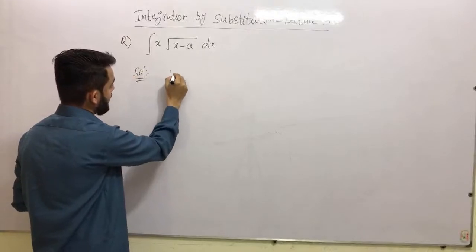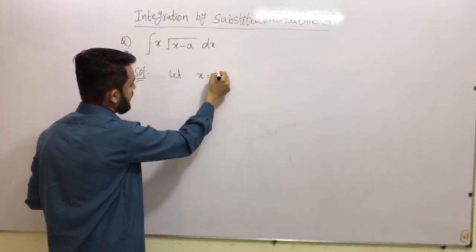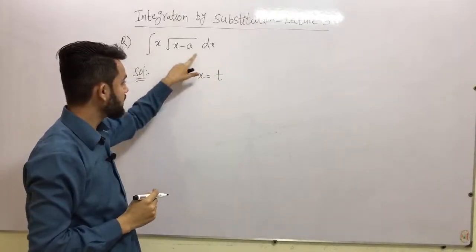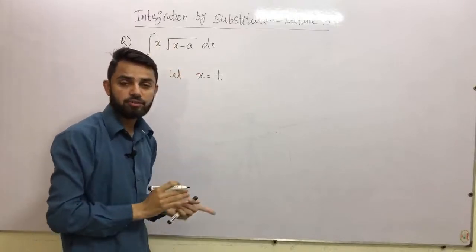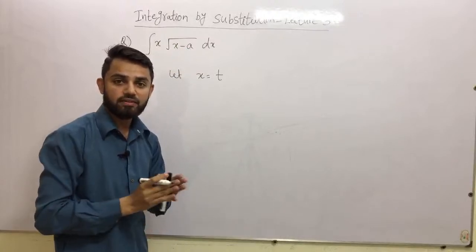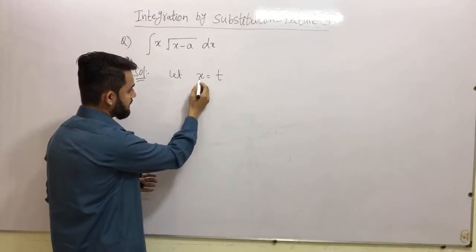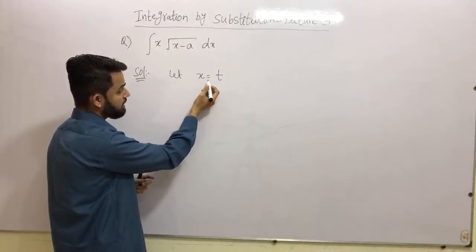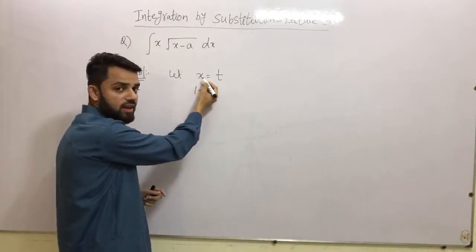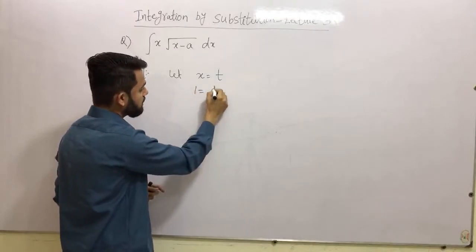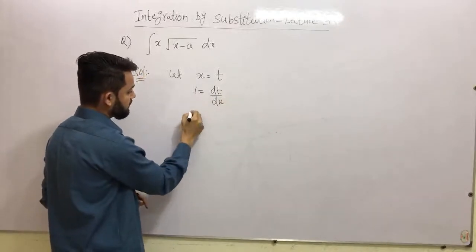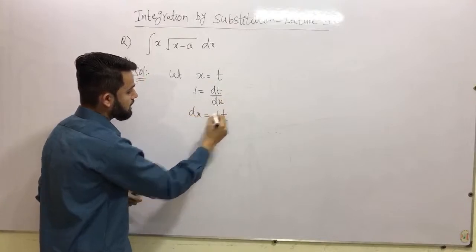Okay, let's suppose that I am taking x is equals to t in this integral. I said in my previous question that whatever substitution you take, you have to take the derivative of that substitution as well. So I am taking the derivative with respect to x. The derivative of x with respect to x is 1, and the derivative of t with respect to x is dt by dx. Now this dx can go to that side and dx will be equals to dt, right?